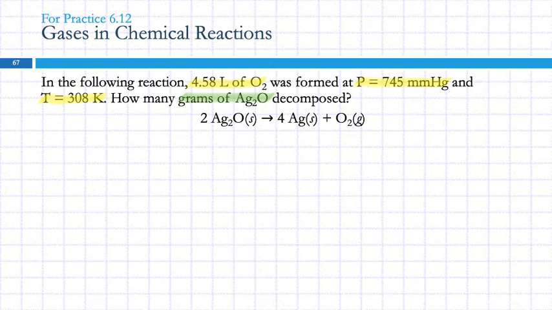So they're giving us information about the volume of oxygen gas and the pressure of the oxygen gas. And they also give us the temperature of the oxygen gas, 308 Kelvin. And then the question is, how many grams of Ag2O? Remember, with stoichiometry, you can start with a product, go to a reactant. You can go from one reactant to another reactant. You can take any two pieces, reactants or products, out of that chemical equation and do a calculation from one to the other.